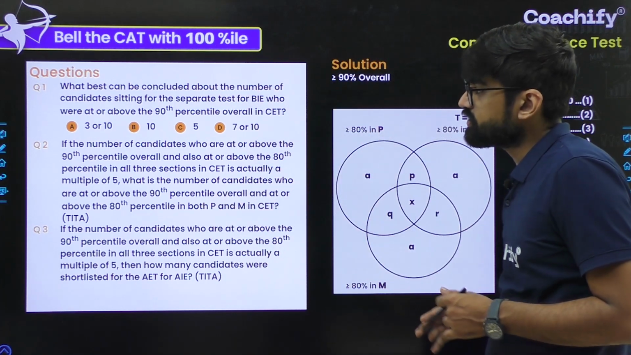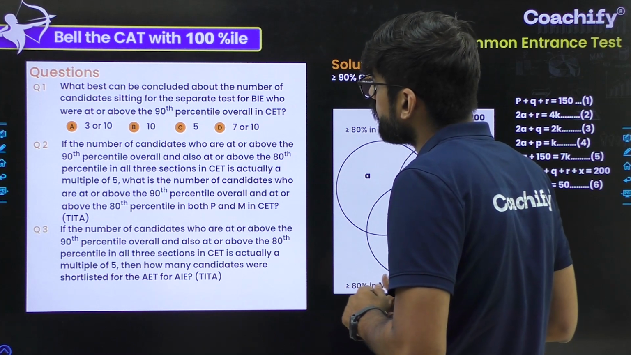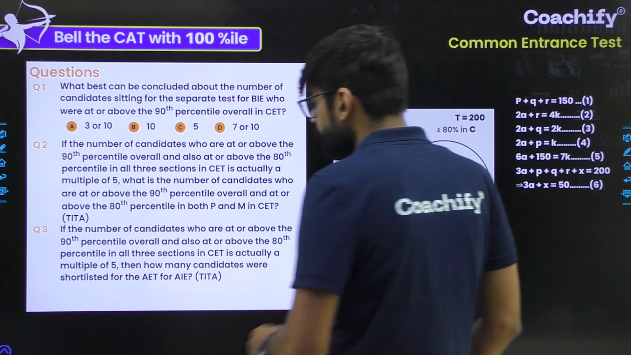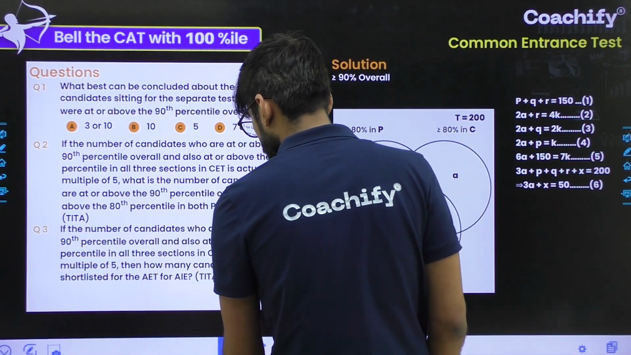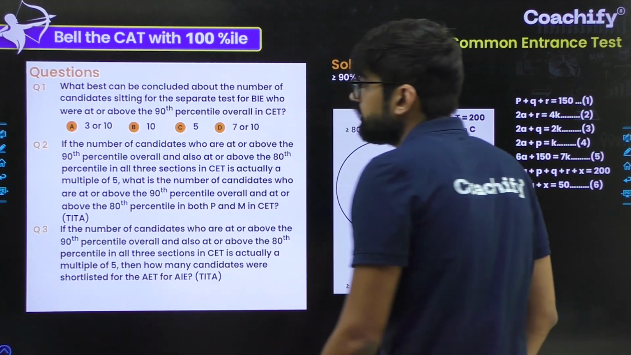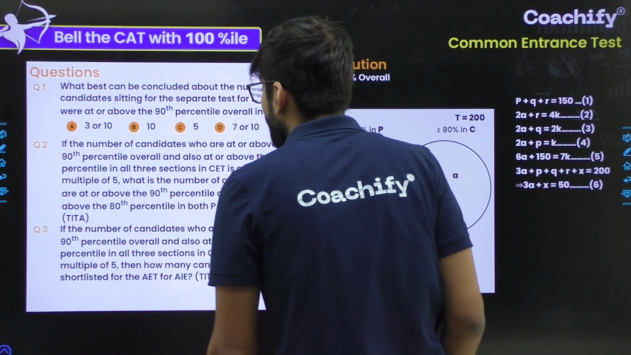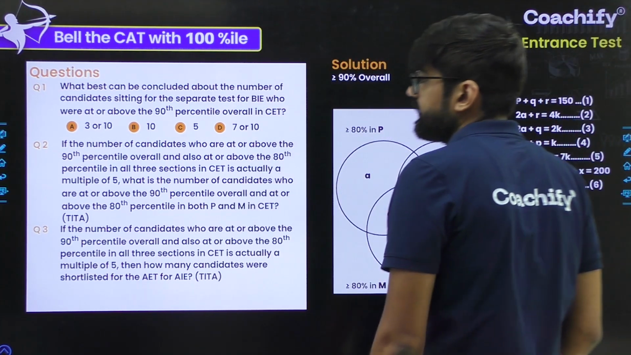Let's read the very first question. It says that what best can be concluded about the number of candidates sitting for the separate test for BIE, who were at or above the 90 percentile overall in CET.